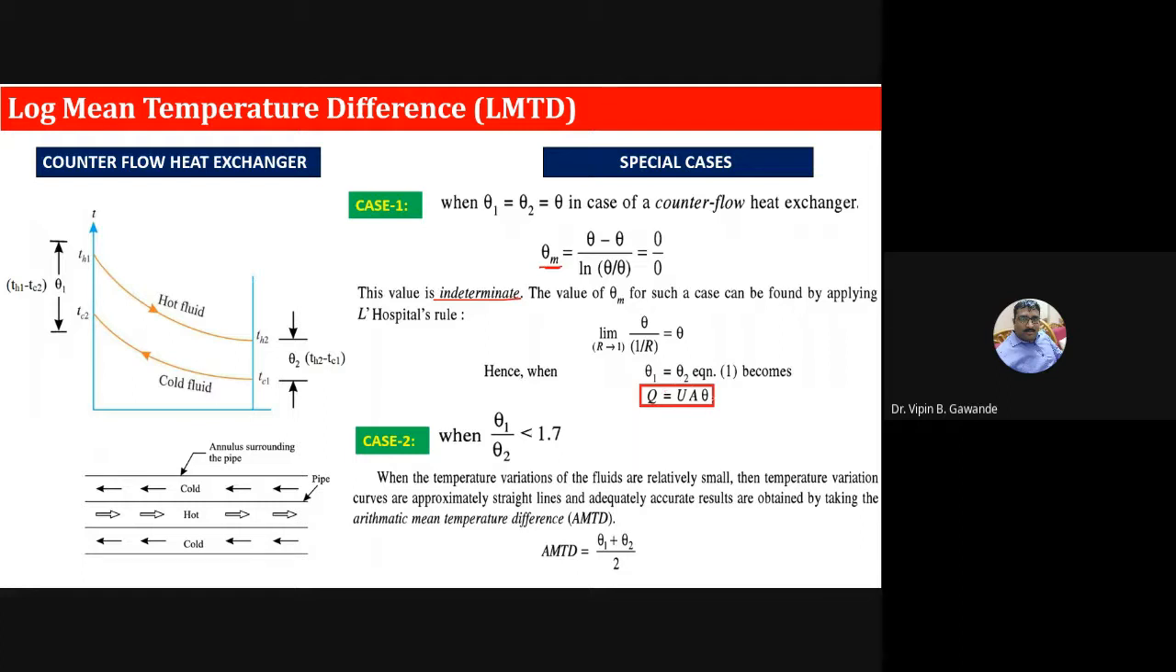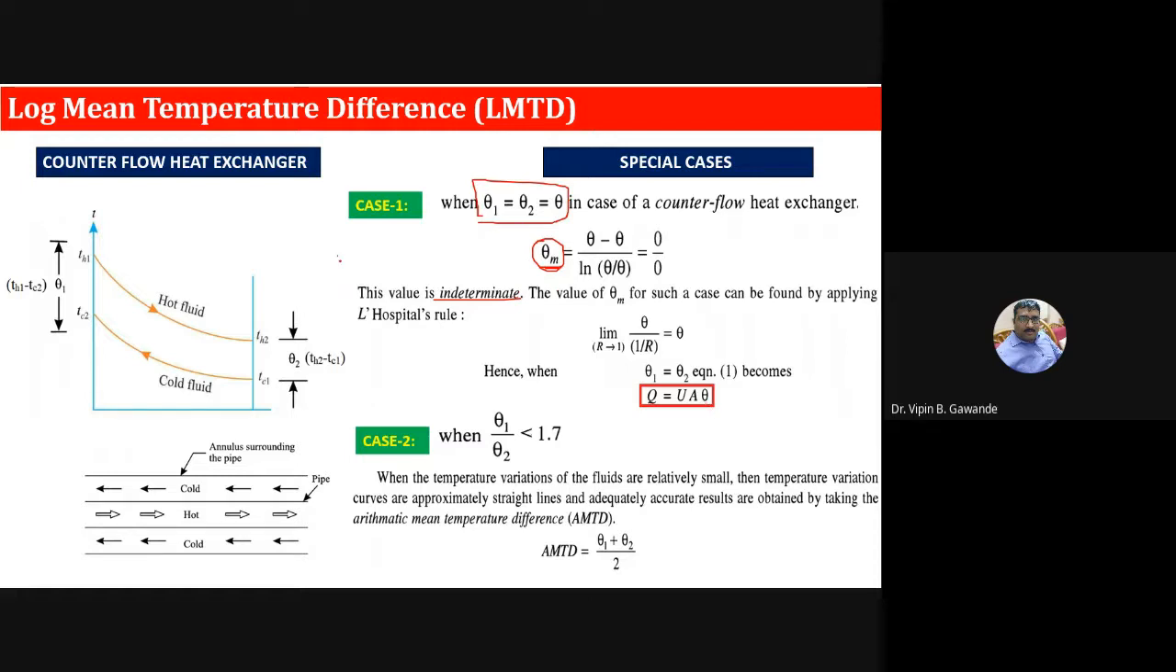In that case, if theta 1 is equal to theta 2, that means if theta 2 is equal to 30 degrees Celsius, and theta 1 is also equal to 30 degrees Celsius, then if you calculate this theta m, it comes out to be indeterminate. So to calculate the value, we have to take theta 1 equal to theta 2 equal to theta. That means theta m will be 30 degrees Celsius in that case. So theta m will be equal to theta.